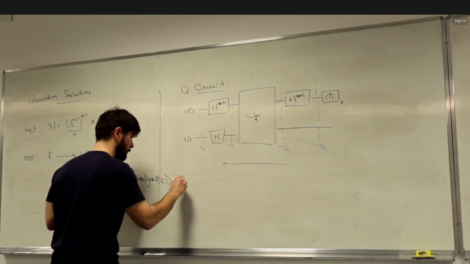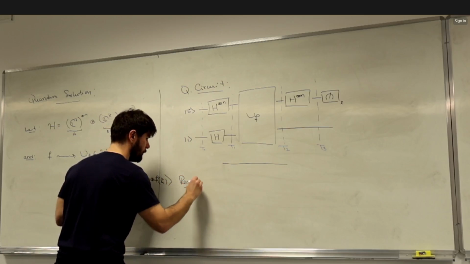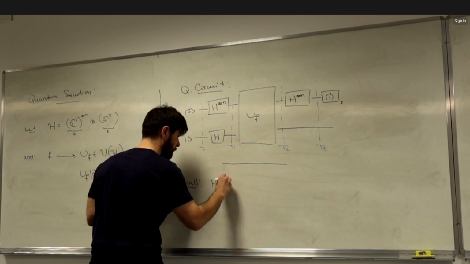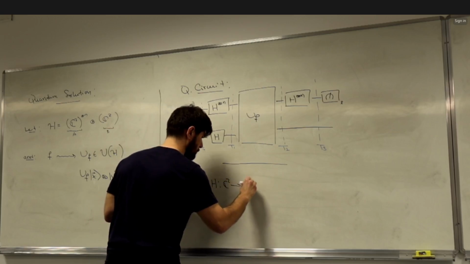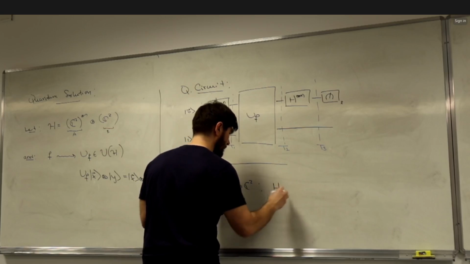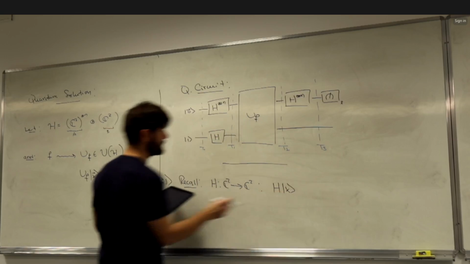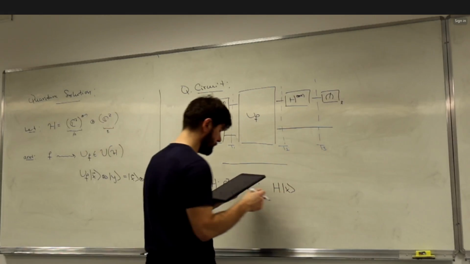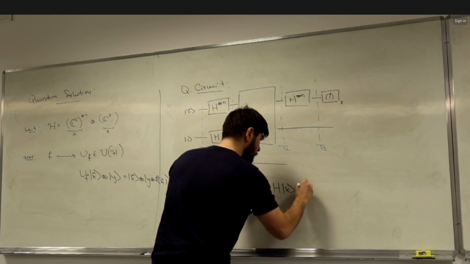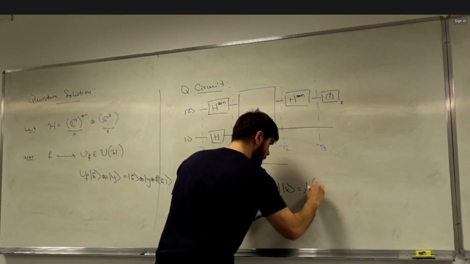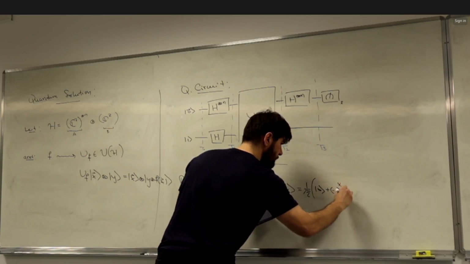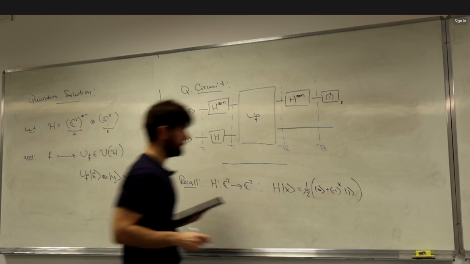So just recall that this operator H does the following: its action on any computational basis state X, which could be 0 or 1, is equal to 1 over square root of 2 times 0 plus negative 1 to the X times 1, something like this.